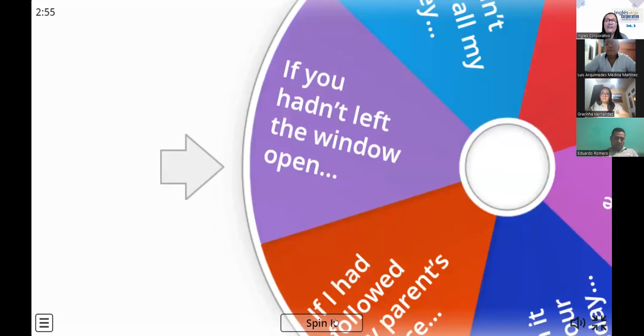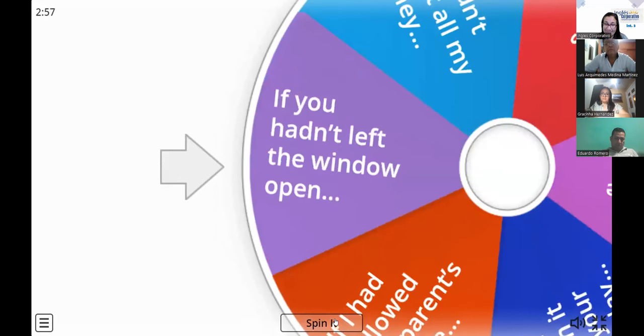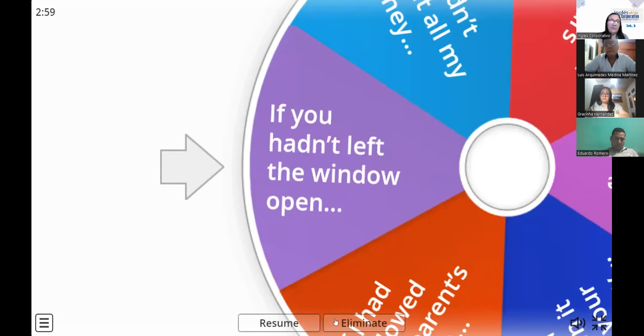If you hadn't left the window open, the burglar wouldn't have gotten in.